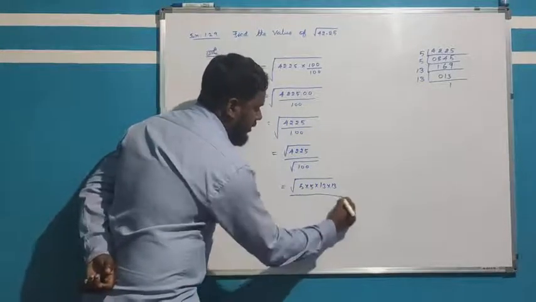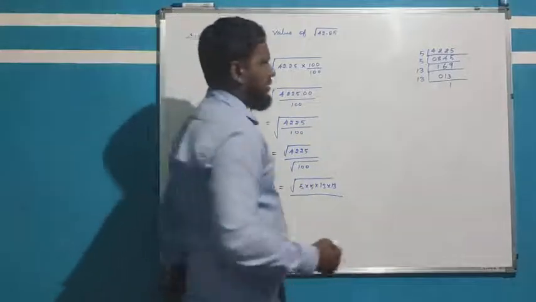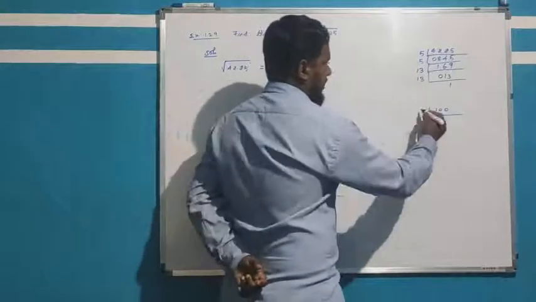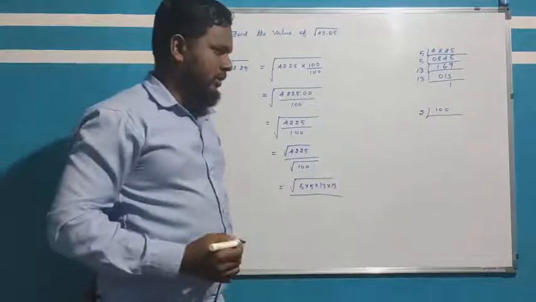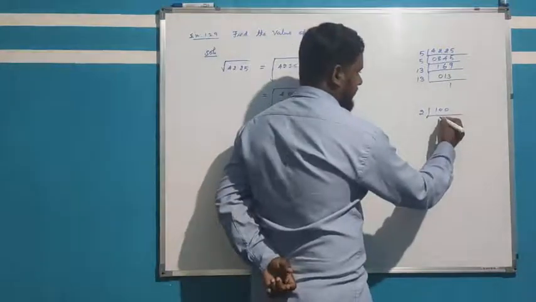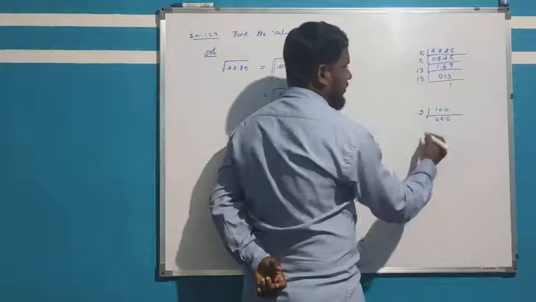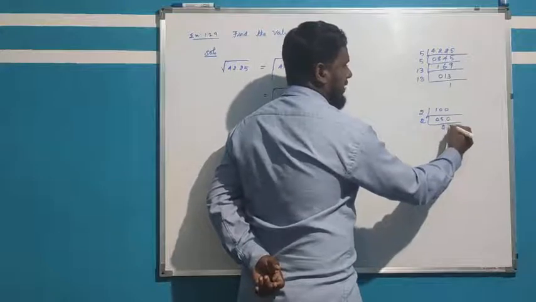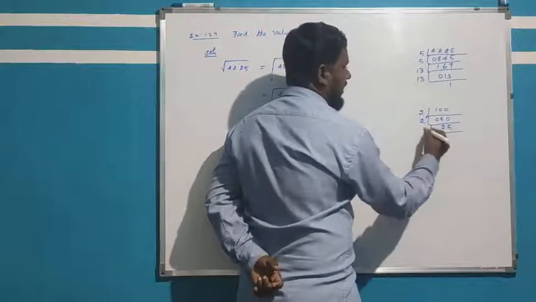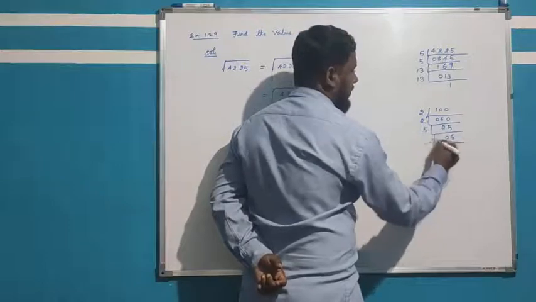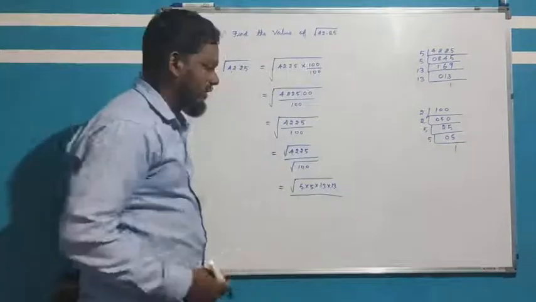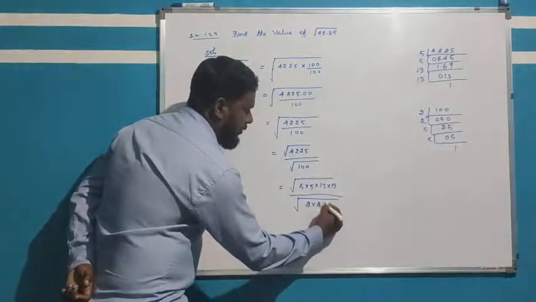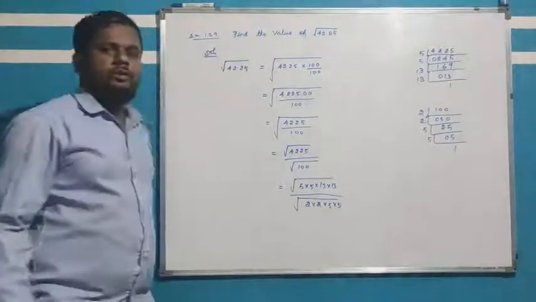Now root of 100. What are the factors? For 100, I use the second table. 0 means an even number, so the second or fifth table can be taken. 5 twos are 10, take down 0. Again the second table: 2 twos are 4, balance 0, so 10. Then the fifth table: 5 fives are 25, 1 five is 5. So the factors of 100 are 2 into 2 into 5 into 5.